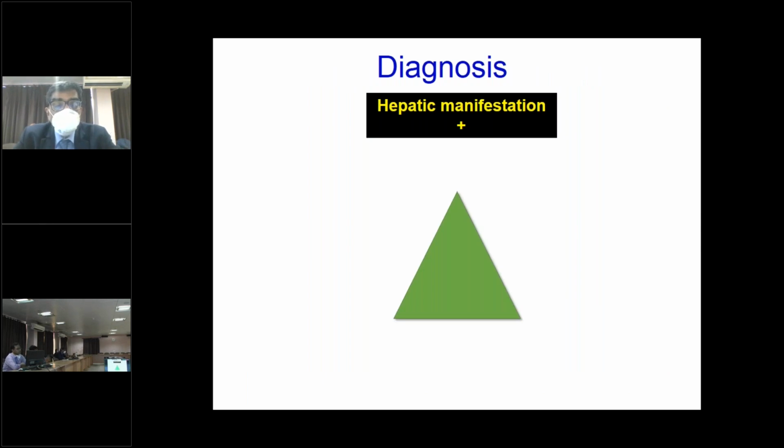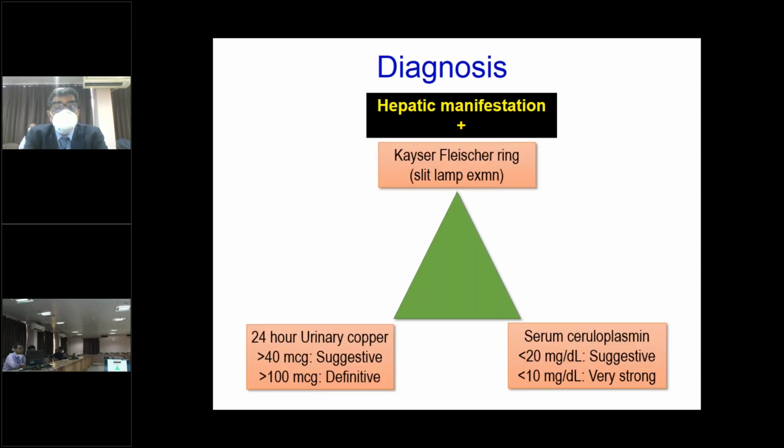Now, how do we diagnose? In the presence of hepatic manifestations, we look for Kayser-Fleischer rings on slit lamp examination of the eyes. If there is low serum ceruloplasmin and elevated 24-hour urine copper, then the diagnosis of Wilson disease is confirmed. Serum ceruloplasmin of less than 20 mg per deciliter is suggestive, and less than 10 mg per deciliter is a very strong indicator of Wilson disease. 24-hour urine copper more than 40 microgram is suggestive, and more than 100 microgram is definitive.